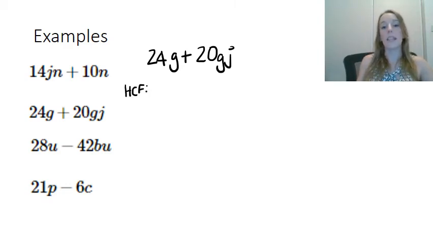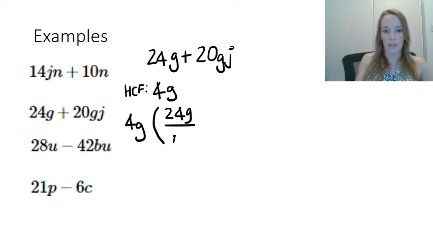So 20 and 24, our highest common factor, what is it going to be? What's that, 4? 4 is our highest common factor. And then we're going to look at our pronumerals. Do we have anything in common? Yes, we do. They both have a g. Again, we're writing 4g outside our brackets. Inside the brackets, we're going to rewrite our terms and divide them by our highest common factor.